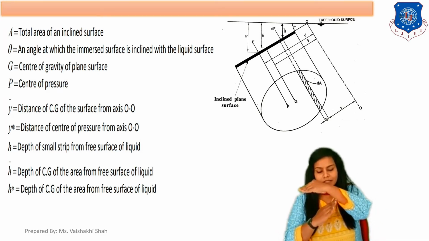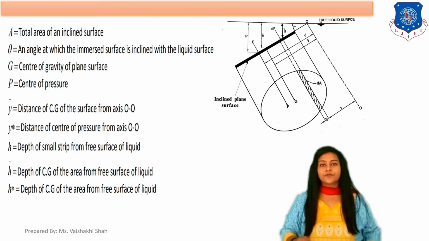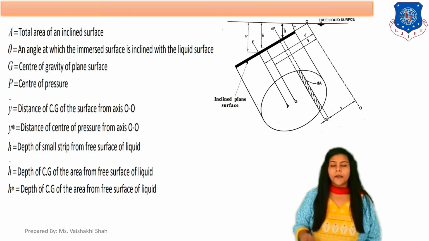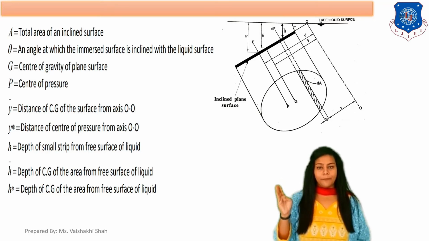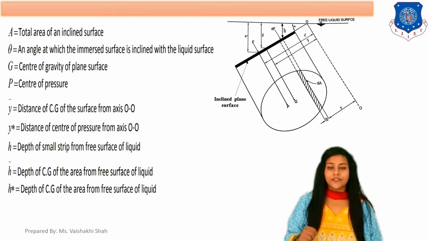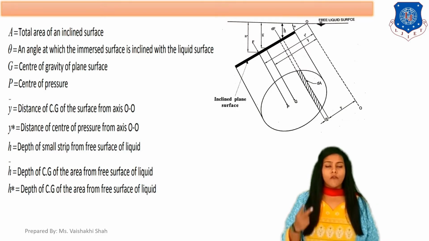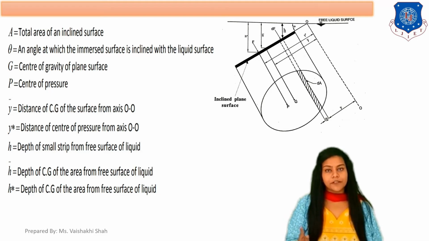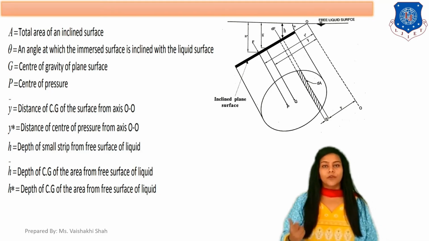If this is your free surface, then the angle between these two is theta. G is the center of gravity. T is the center of pressure. Now Y bar is the distance of CG from the O axis. Y star is the distance of CP, the center of pressure, from the O axis.